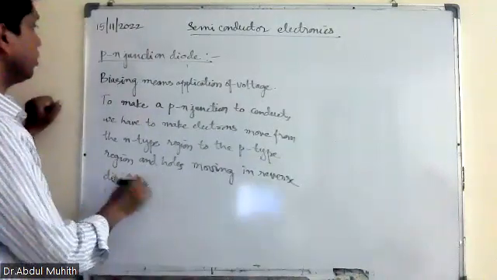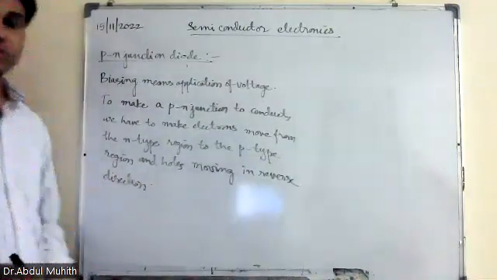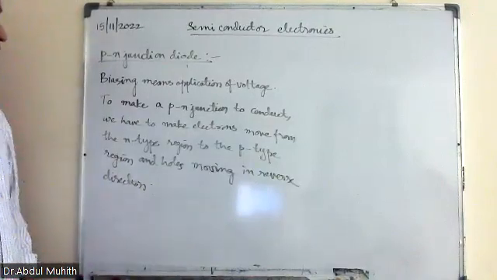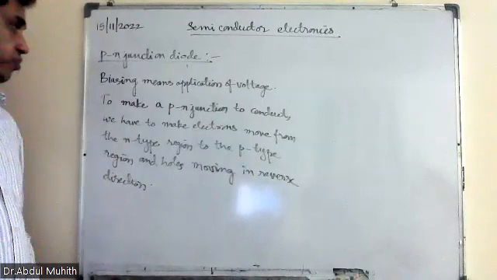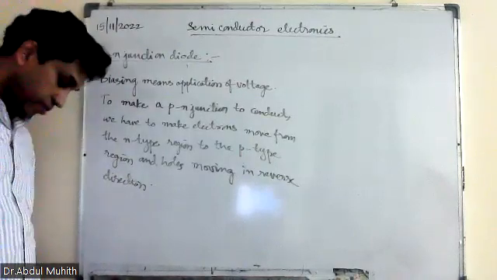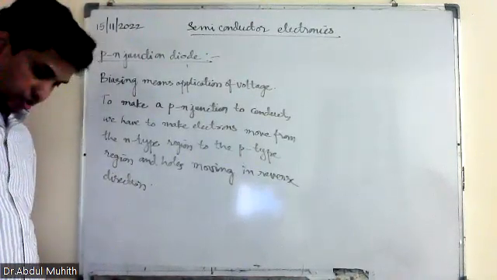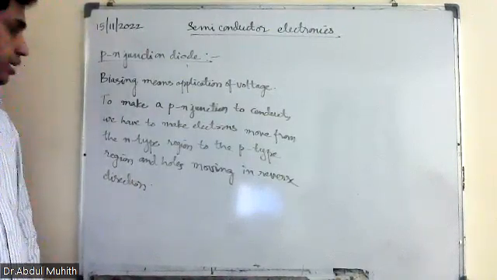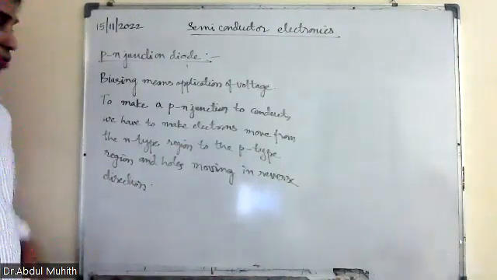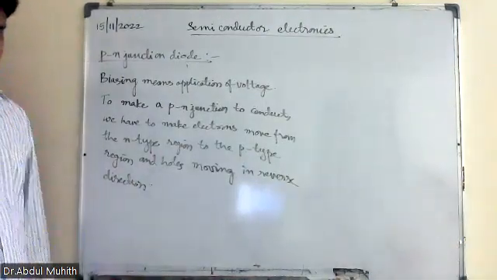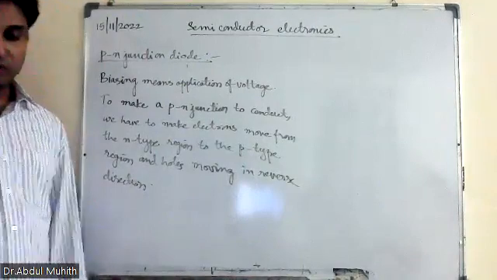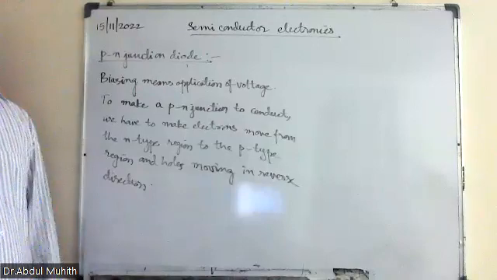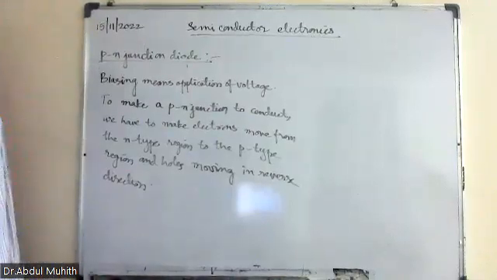Once again, see here, biasing means application of voltage. A proper application of voltage means that only then will current flow. So to make a PN junction diode conduct, we have to make electrons move from the N-type region to the P-type region, and holes moving in the opposite direction. So this is said to be biasing. Now we will go with forward bias and reverse bias. Is that clear?